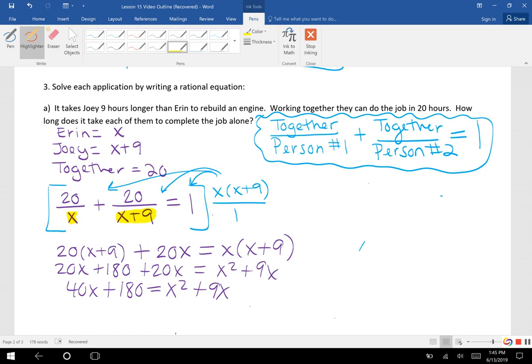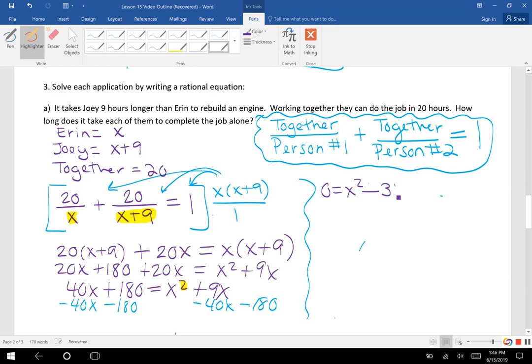So there's the squared. So anytime we have a quadratic equation, to solve it, we have to set one side equal to 0. I really like it when the X squareds are positive. So I'm actually going to subtract everything on the left and move that over to the right-hand side. So I'll have that positive X squared. So now I've got 0 equals X squared minus 31X minus 180. And so we're going to see if we can factor this thing. So we need product of 180, sum of negative 31.